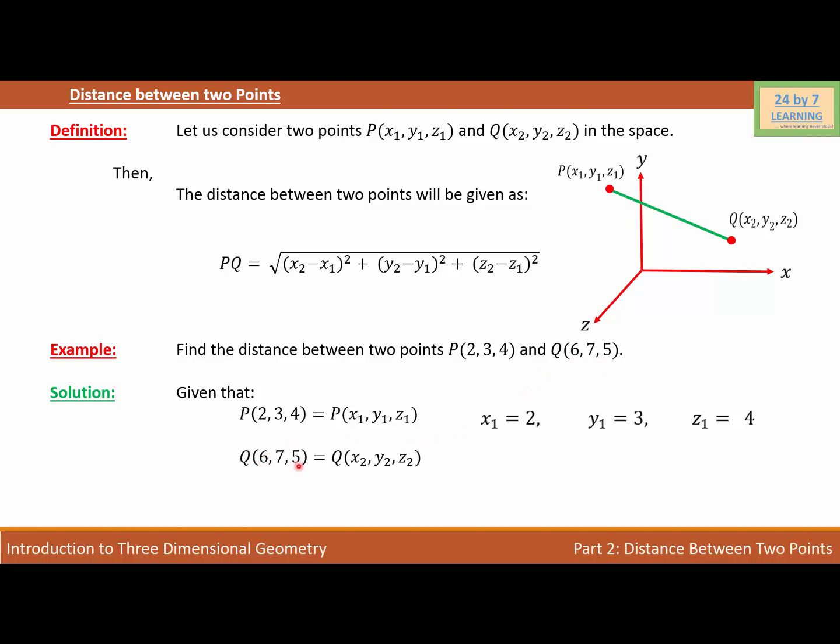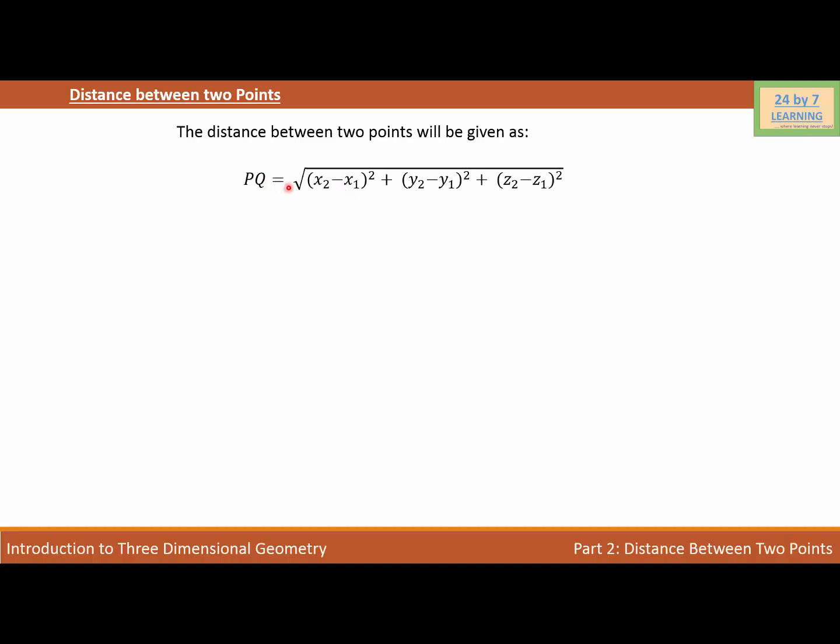And this point is same as point Q (x2, y2, z2). So my x2 is 6, which is over here. y2 is 7, which is over here. And z2 is 5, which is over here. Now I need to find the distance between 2 points. So the distance between 2 points will be given as PQ is equal to square root of (x2 minus x1) square plus (y2 minus y1) square plus (z2 minus z1) square.